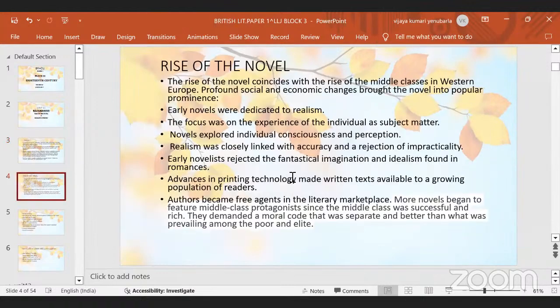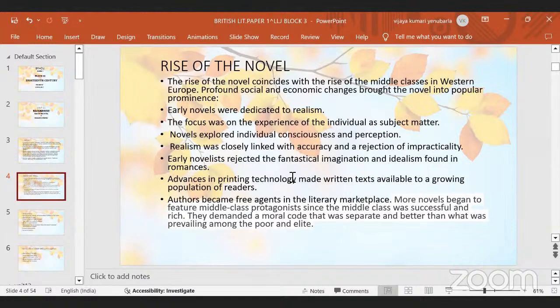So if we observe some of the conditions, situations, circumstances in society, what are the factors that led to the rise of the novel? The rise of the novel coincides with the rise of the middle classes in Western Europe. Profound social and economic changes brought the novel into popular prominence.